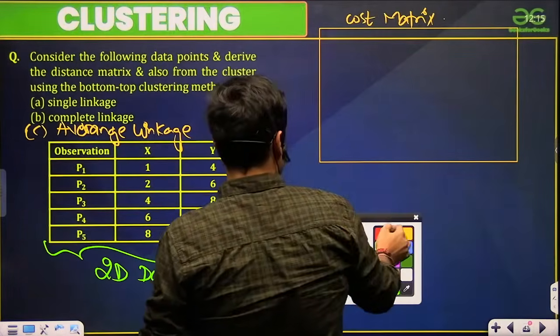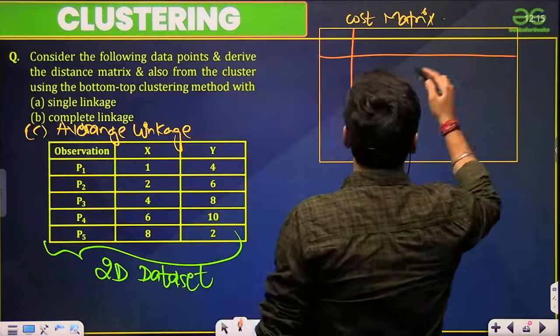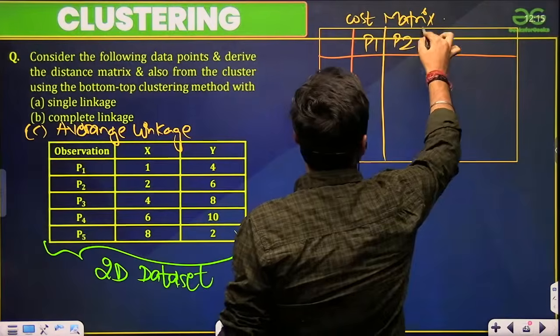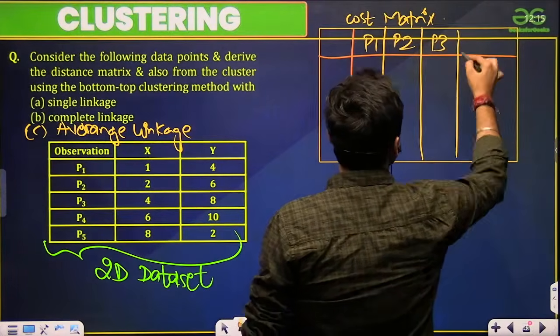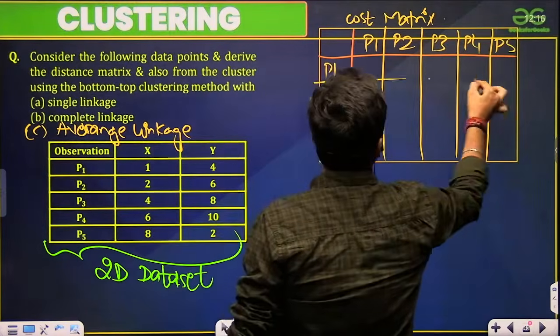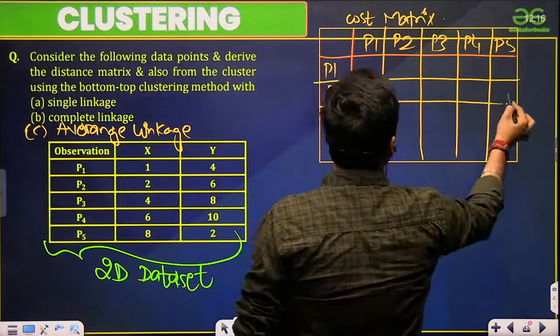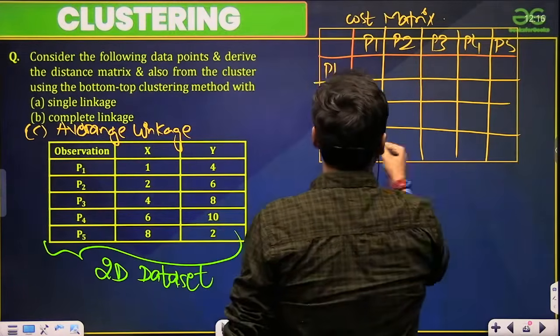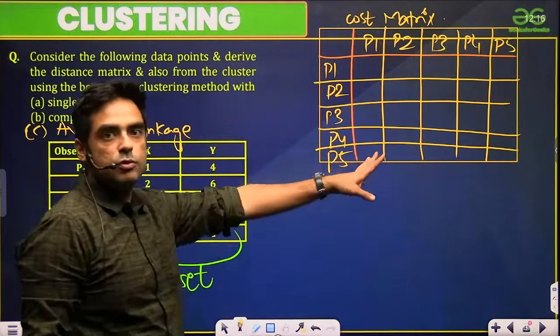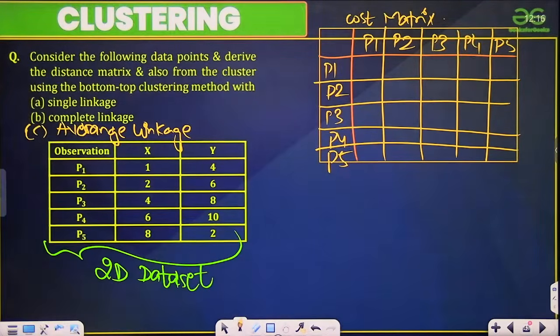ठीक है, firstly you have to create the cost matrix. तो आप यहाँ पर cost matrix बनाओगे किस किस के बीच में? P1, P2, P3, P4, P5. ओके, देन यहाँ पर भी P1, P2, P3, P4 एंड P5. ठीक है, तो firstly you have to create a cost matrix, and after that you have to solve this question using single linkage, complete linkage and average linkage technique. ठीक है guys, तो ये आप करिएगा बच्चा.